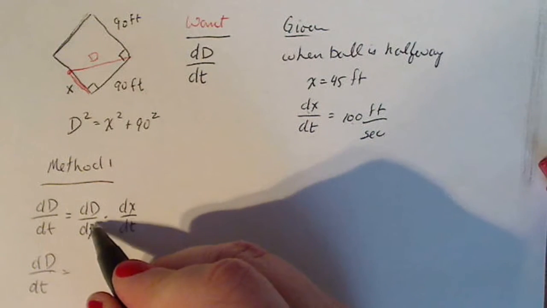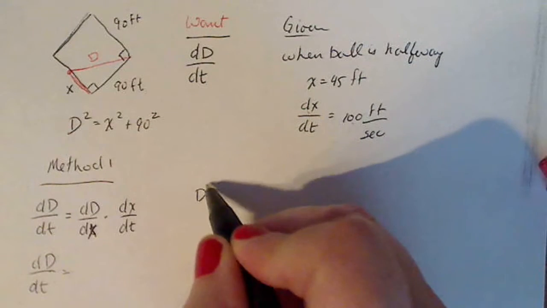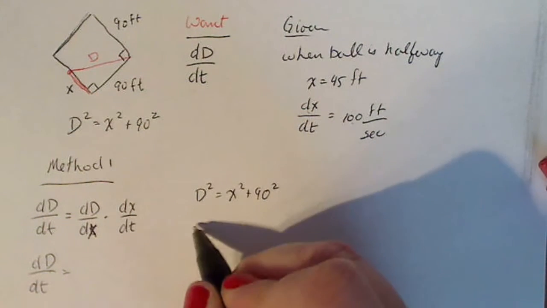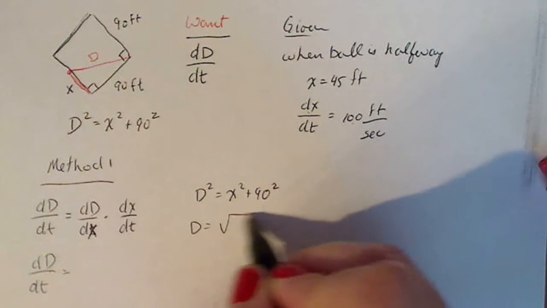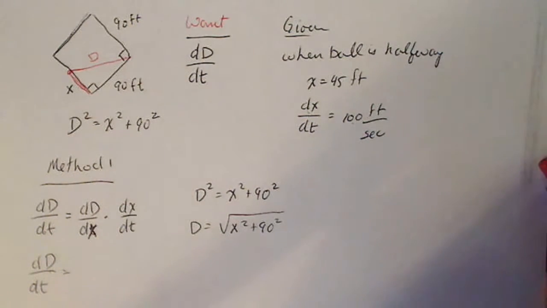I need to come up with dd/dx. So I know that d squared is equal to x squared plus 90 squared. I also know that d is equal to the square root of x squared plus 90 squared. And I'm only going to look at the positive root there since everything's distance.